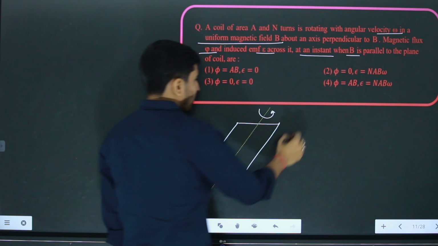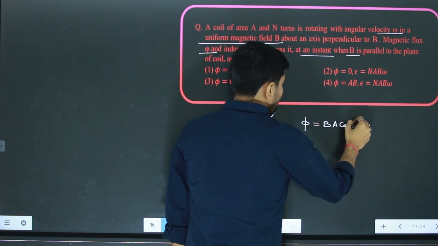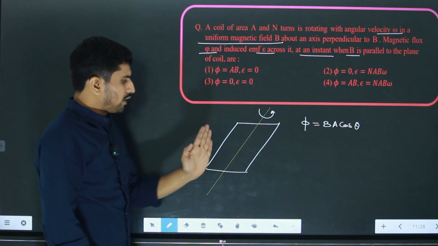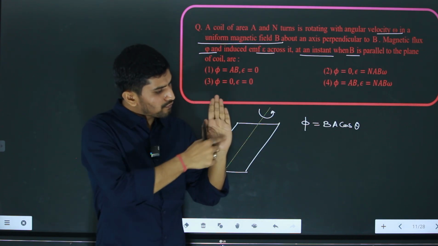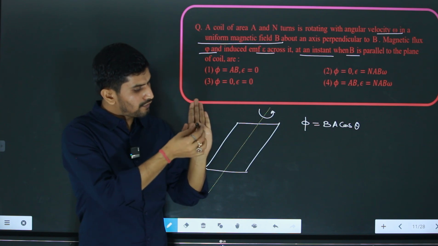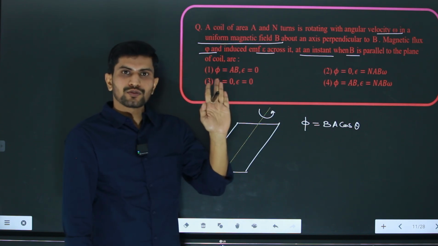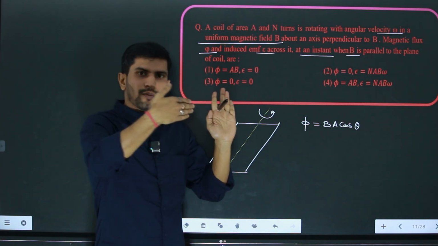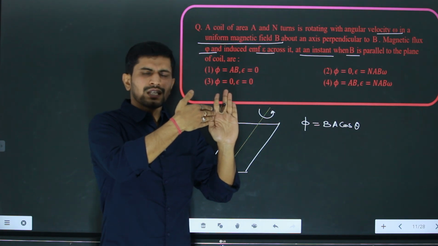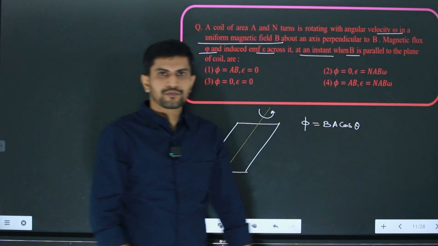Now in this situation, what is the magnetic flux formula? The magnetic flux formula is BA cos theta. What is cos theta? Suppose this is the plane of the coil, and the area vector of the coil is like this. Area vector is perpendicular to the plane of the coil. Now the magnetic field is uniform and it is penetrating through the coil. The angle between the area vector and the magnetic field is this theta, okay.